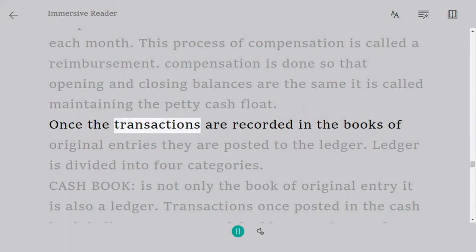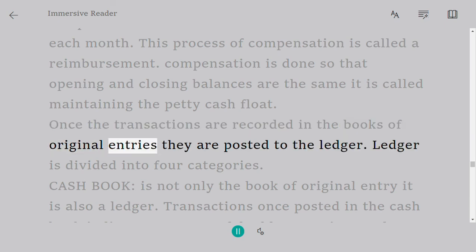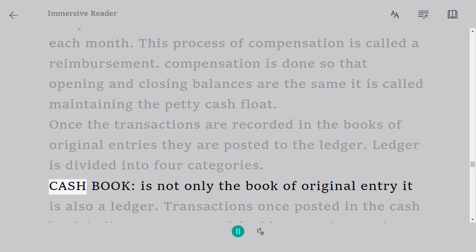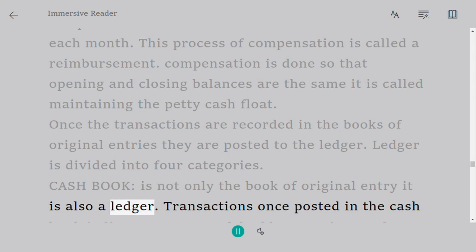Once the transactions are recorded in the books of original entries, they are posted to the ledger. Ledger is divided into 4 categories. Cash book is not only the book of original entry, it is also a ledger.